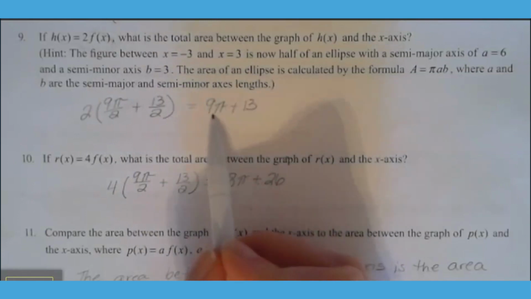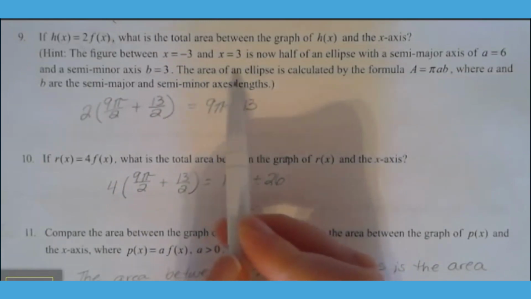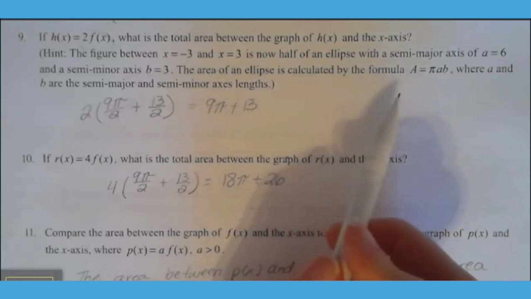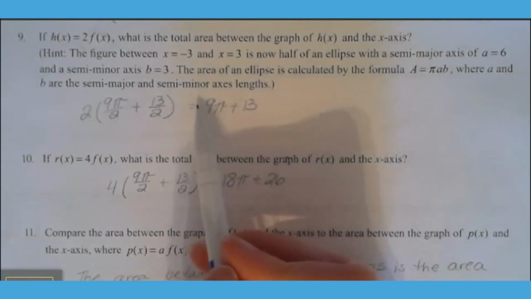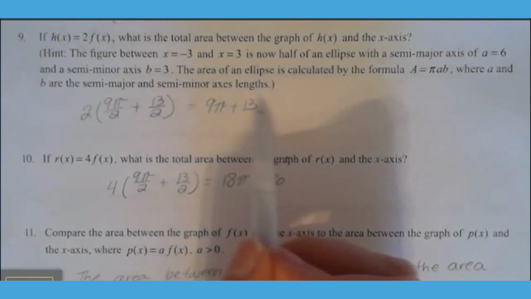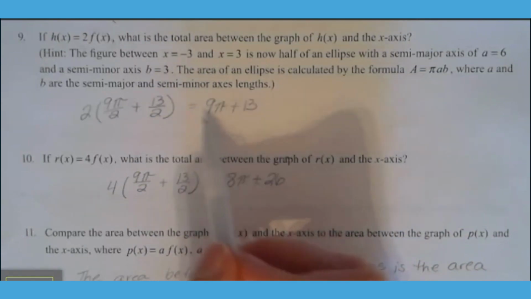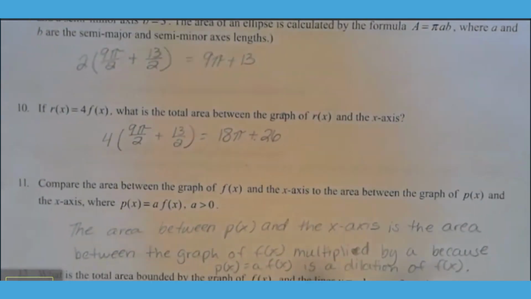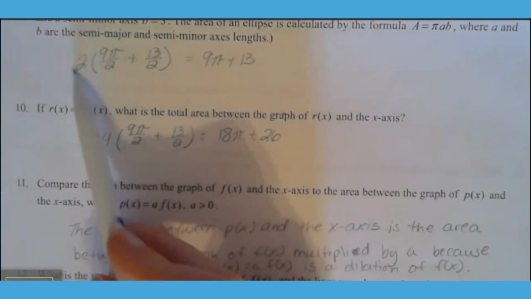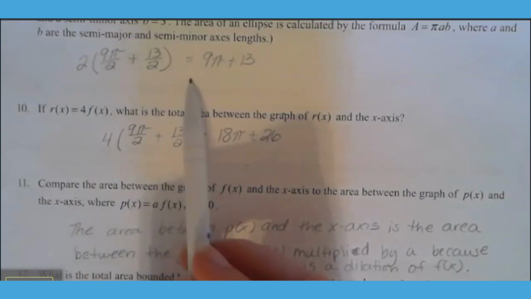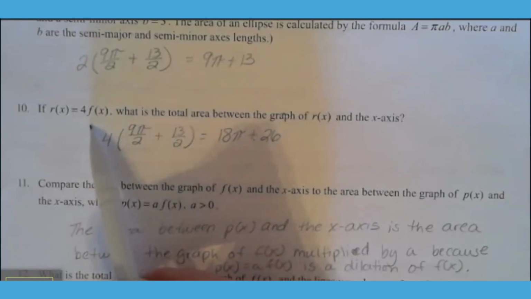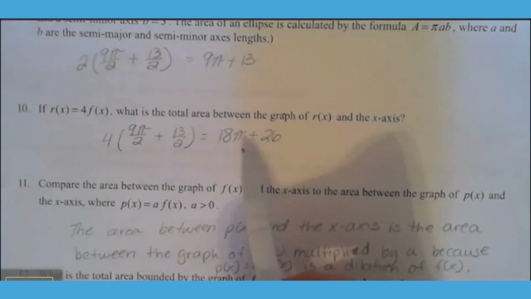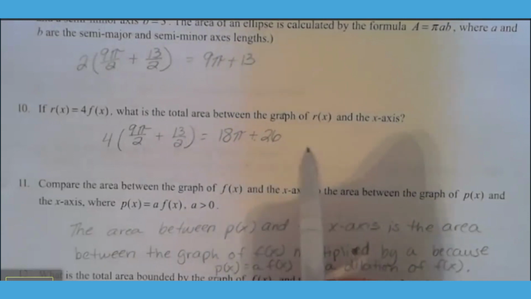And I'm able to then get 9 pi plus 13. If they actually use the formula for the area of an ellipse and figure out what each individual area is and add them together, we should still get 9 pi plus 13. For part number 10, we're hoping that if they didn't pick up on this scalar factor in number 9, that they will now for number 10, because if my new function is 4 times my original, my total area will be 4 times the original and be 18 pi plus 26.